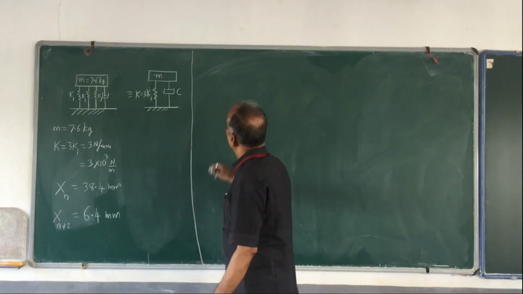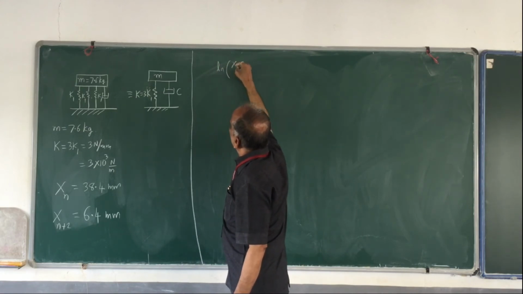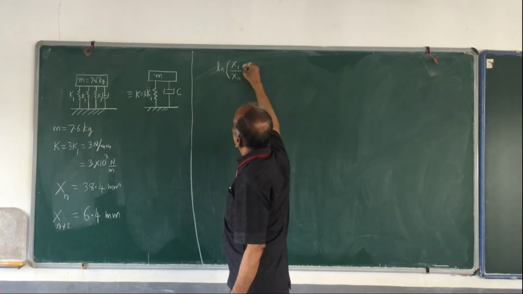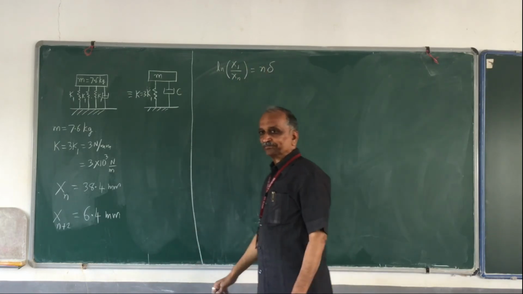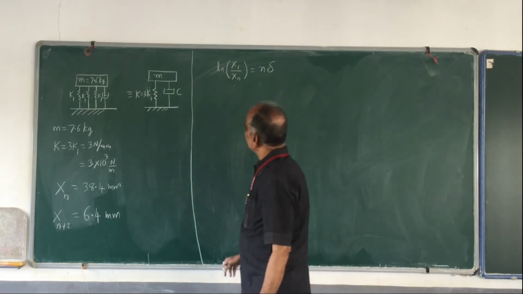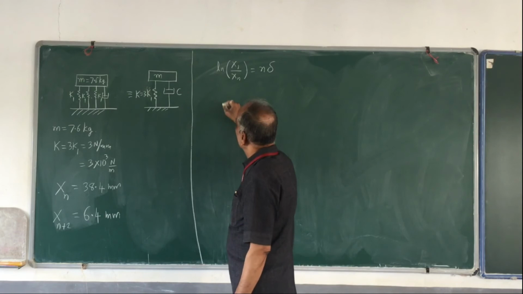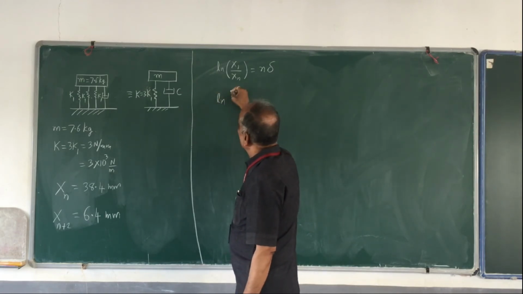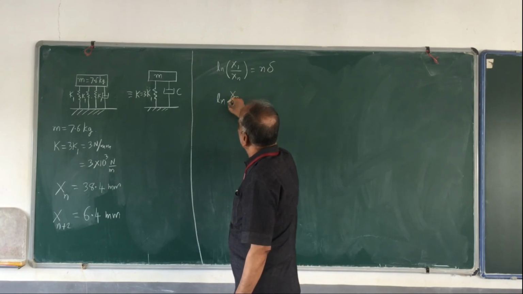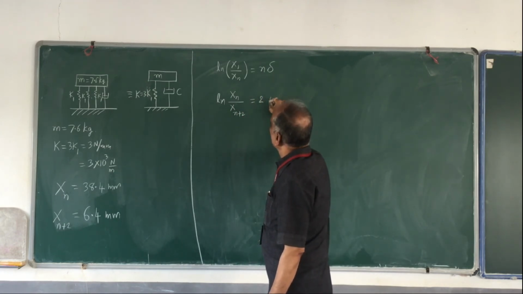So just now we obtained natural log of x1 divided by xn is equal to n into delta. This is what we got. So here we have only two cycles. Natural log of xn divided by x(n+2), we have two cycles, so this is equal to 2 times delta.